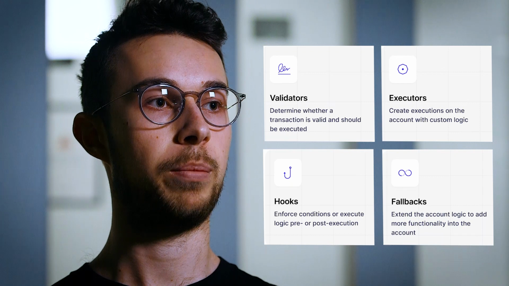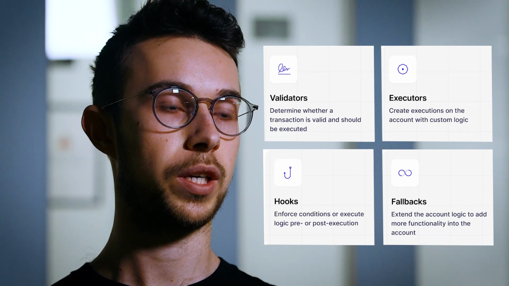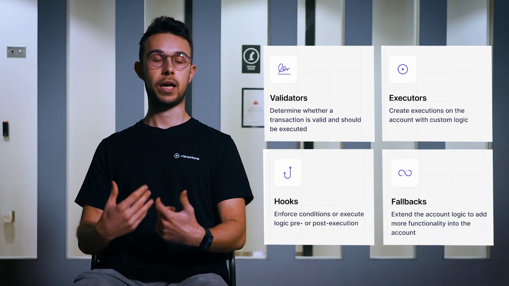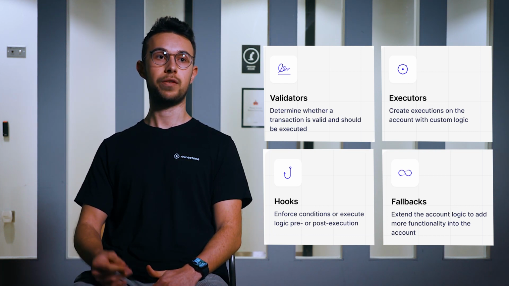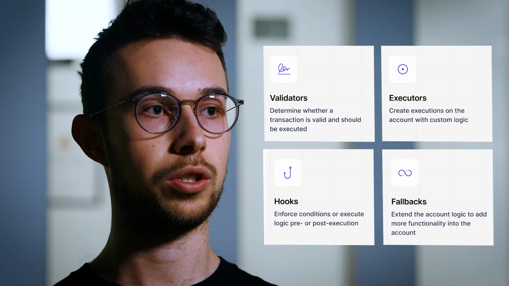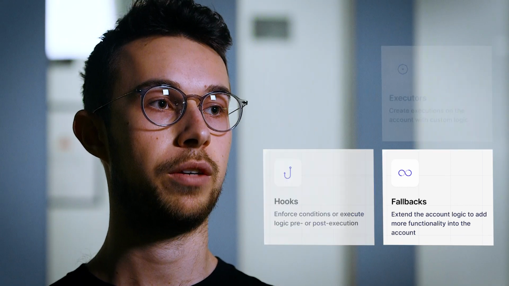And the main purpose of fallback handlers is to future-proof an account. So for example, you have an account today, and then a standard, for example, a token standard, requires a certain function to be present on an account. You can just install that through a function handler without having to modify the base account and redeploy it.